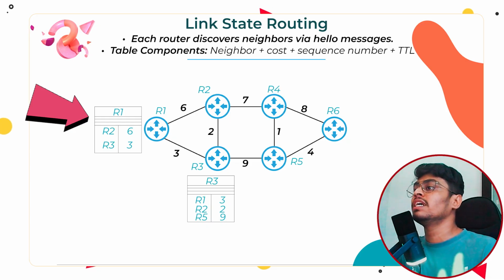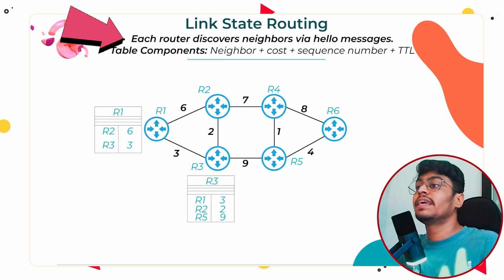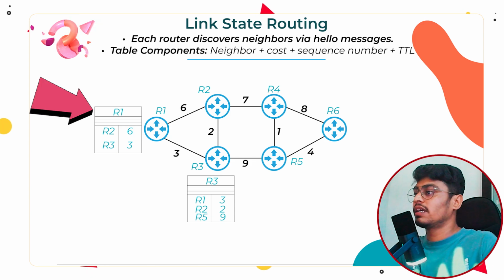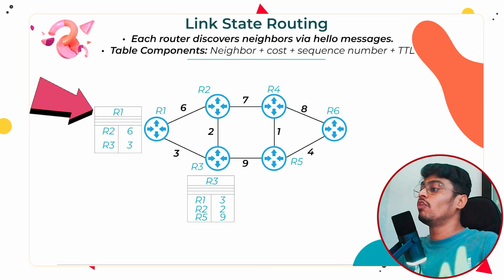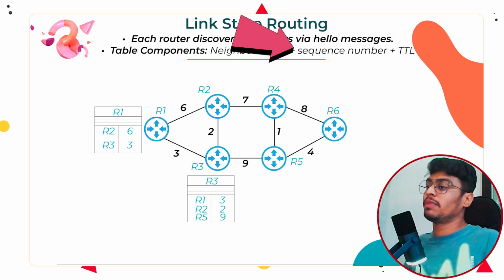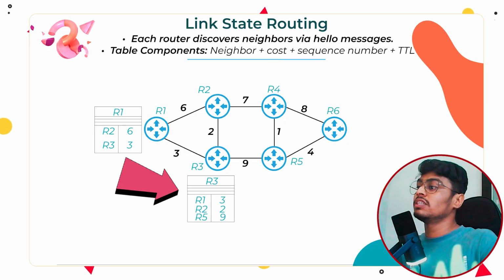Now what is step 1? Step 1 is creating link state tables. Each router sends a hello message to discover its neighbors and creates its link table. For example, what is R1's link state table? Connected to R2 at distance 6, connected to R3 at distance 3. This is R1's link state table. It also contains extra values: sequence number and TTL fields. I have explained TTL in our previous lectures, you can check it out. Now what is R3's link state table?